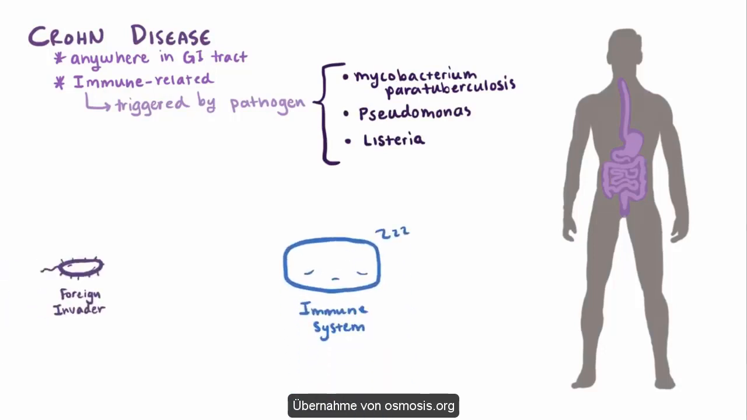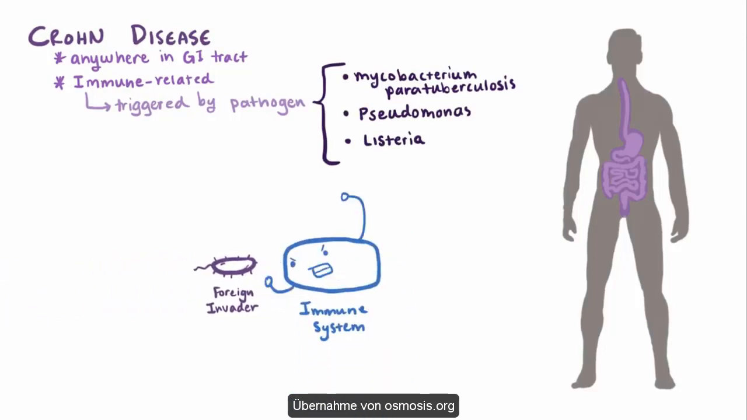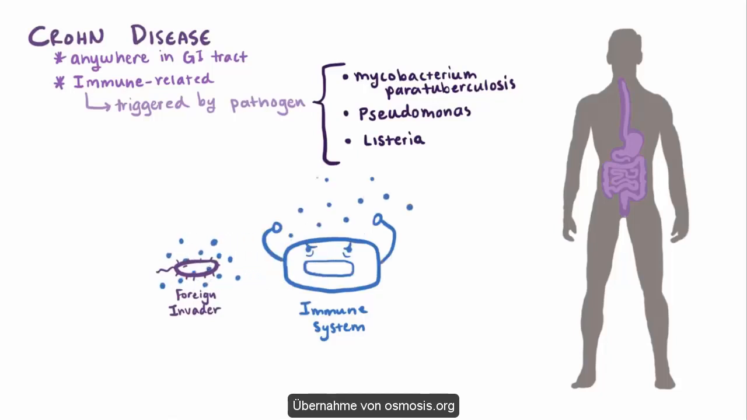So the immune system's reacting to foreign pathogens. Isn't that what it's supposed to be doing? Well, yes and no. Yes, because it's targeting a foreign invader. No, because the inflammatory response is large and uncontrolled, and leads to a destruction of the cells in the gastrointestinal tract.